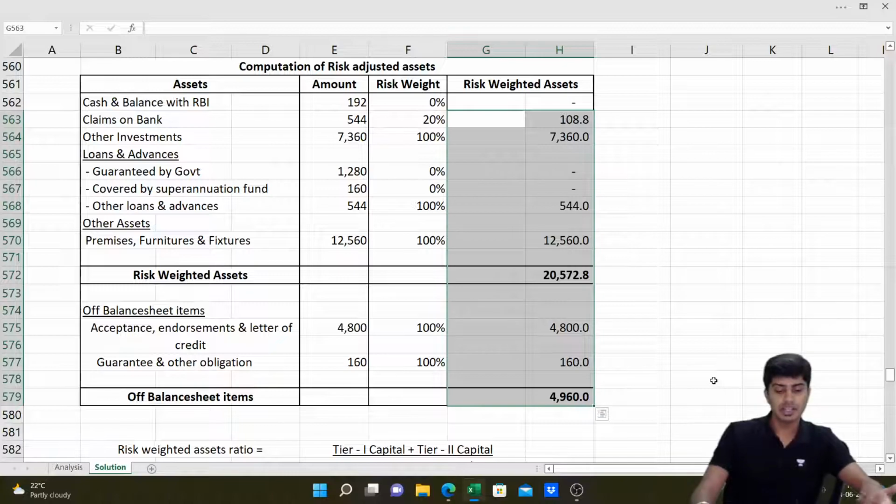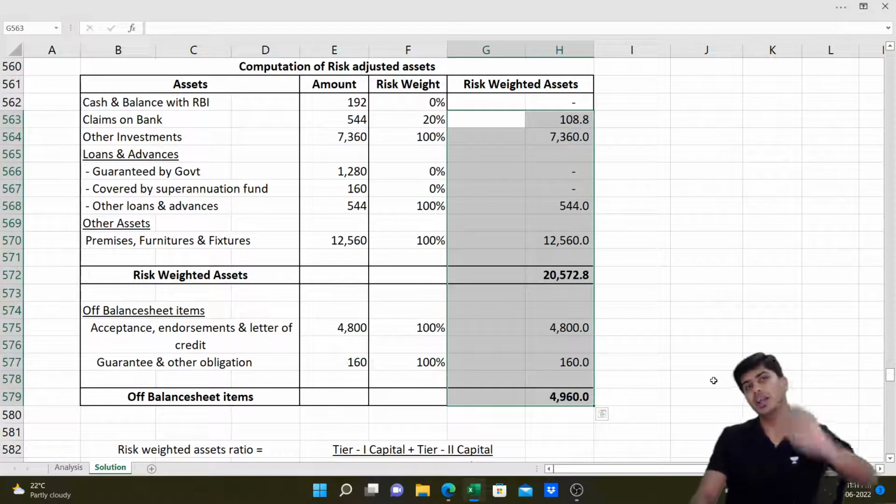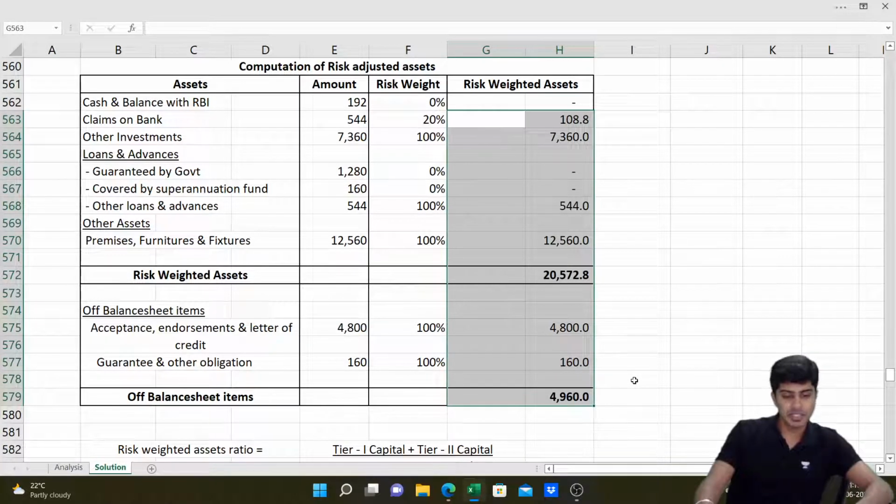Then simple. Take tier 1 plus tier 2 capital in the numerator. Risk weighted assets in the denominator. Multiplied by 100. What will you get? Capital adequacy ratio. Have a look.